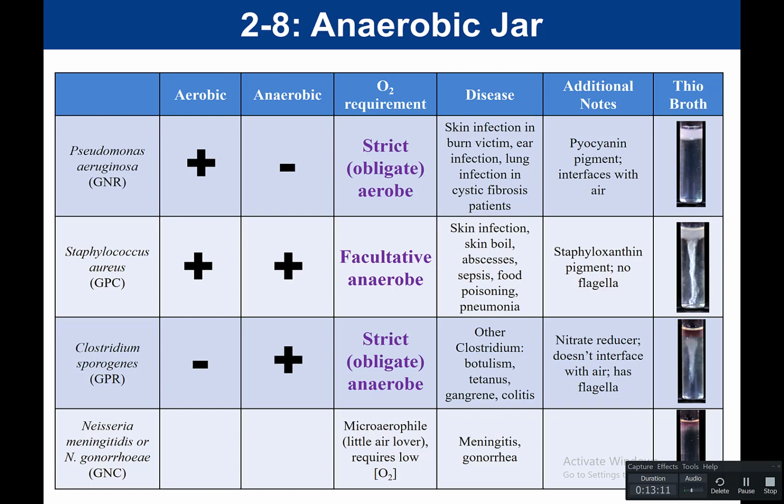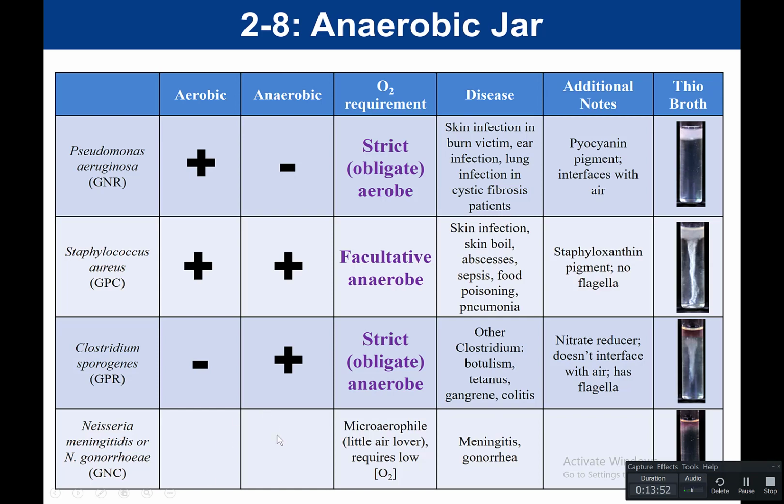So Clostridium sporogenes is an example of an organism that is a nitrate reducer. You guys will learn later on about nitrate reduction. It doesn't interface with air. It does have flagella and it does have some motility. If we look at the way that it grows in the thiobroth, it does not grow in the pink portion. So it does not grow in the aerobic. It only grows in the anaerobic portion. And so notice that you see it only underneath the pink. So this would be our obligate anaerobe.